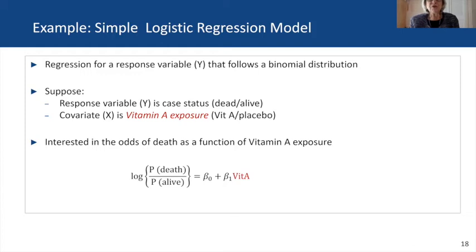So the regression for our simple logistic regression using this case control study would be that our response variable y is case status, dead or alive. Our covariate x is vitamin A exposure, where we have vitamin A or placebo, and we're interested in the odds of death as a function of vitamin A exposure. So we would write this as the log odds of death, the probability of death divided by the probability of remaining alive, equals beta naught, the intercept, plus beta 1, the slope, times vitamin A.